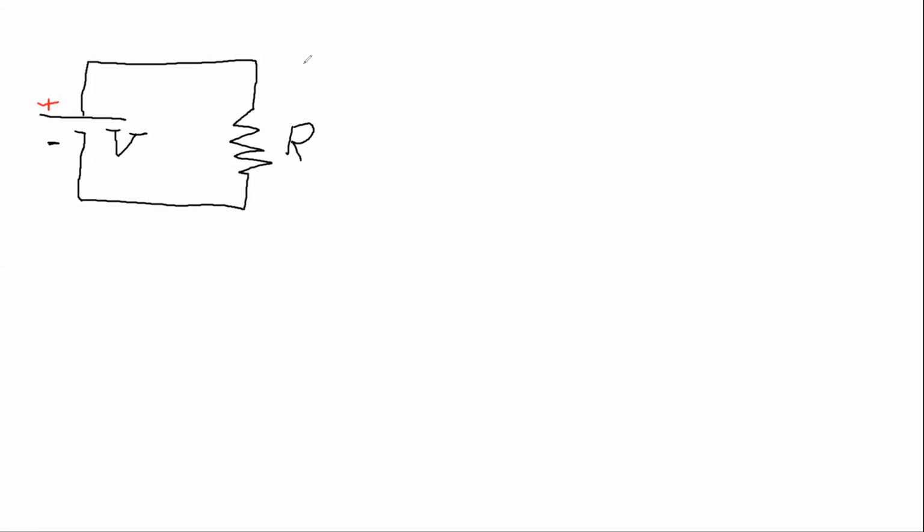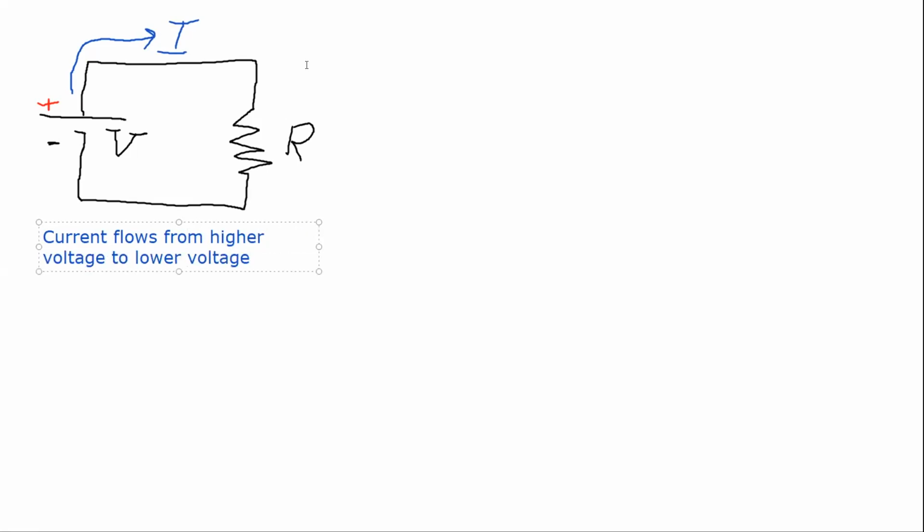So one thing to remember about current, and I mentioned this earlier, but it's so important that I'm going to write it out. Current always goes from higher voltage to lower voltage. So we're going to have current going this way. Okay, so let me put that here. So current flows from higher voltage. Remember, when we're talking about current, we're looking at the flow of positive charges. Okay, so that's my circuit diagram.